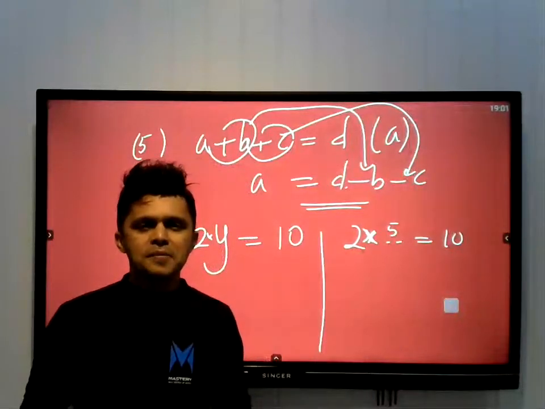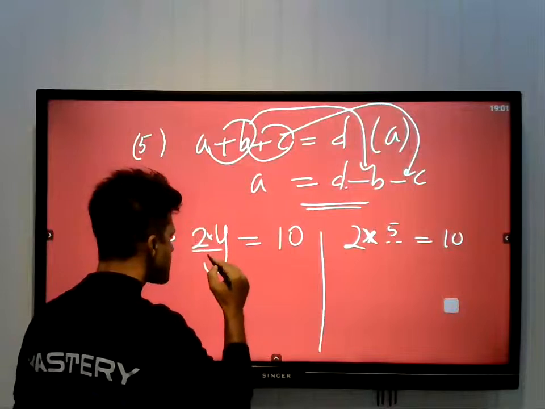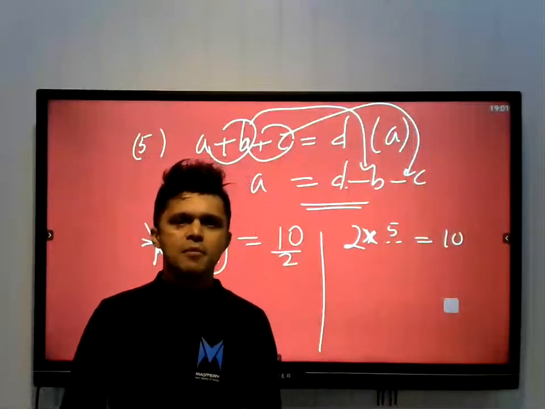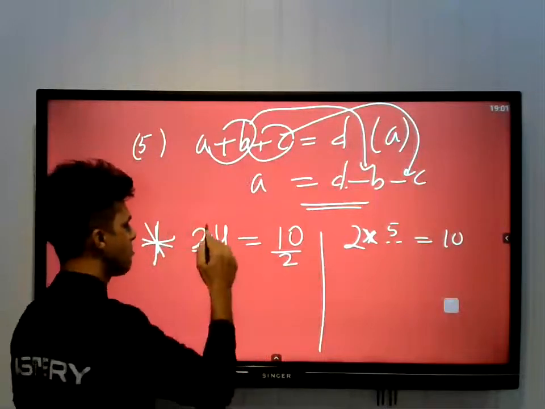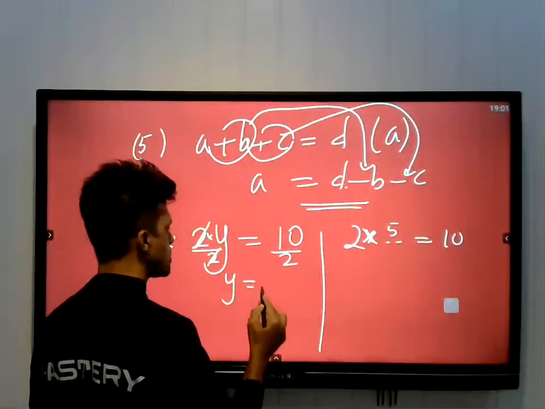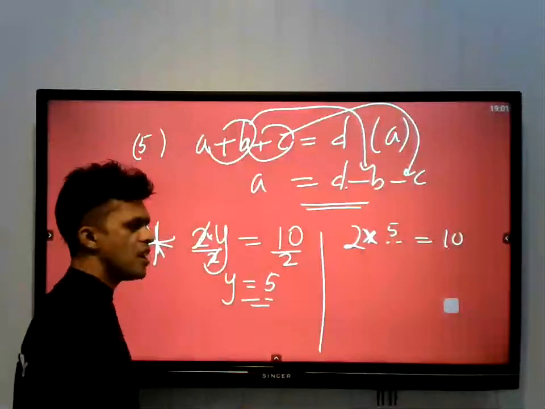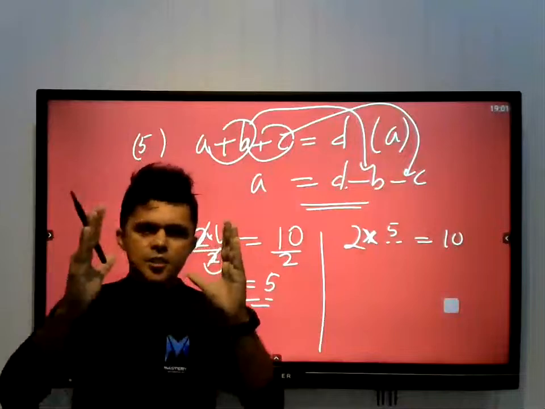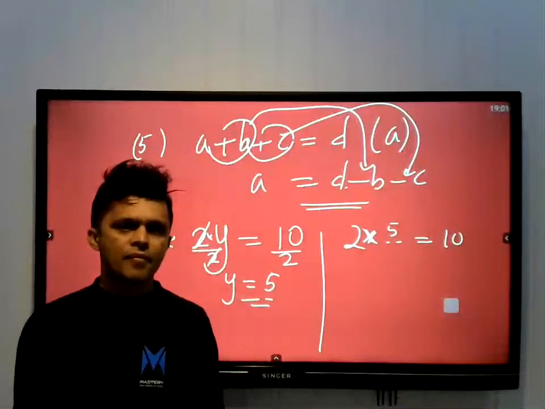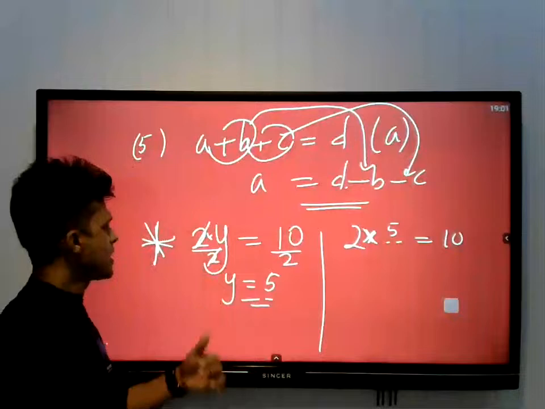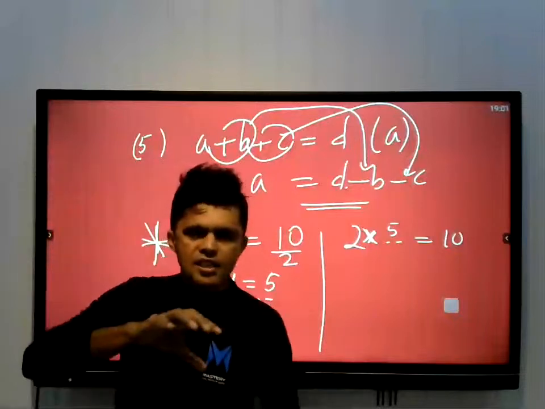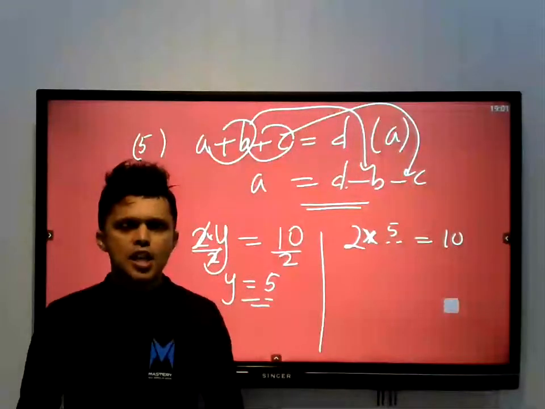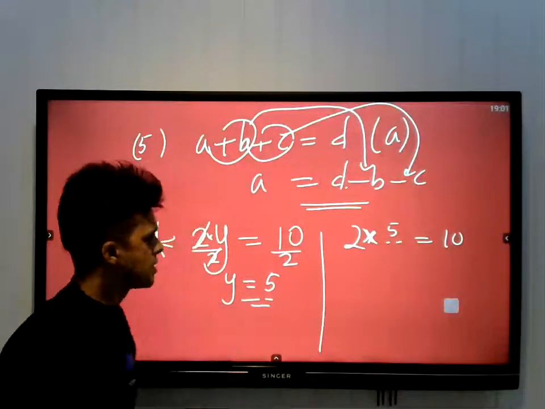So both sides can be divided by 2. The 2 and 2 can be cancelled out. 10 upon 2 is 5. The value of y is 5. So when it is multiplied, you can divide. Bear in mind that when it is multiplied, you need to divide. Yes, a very important segment.